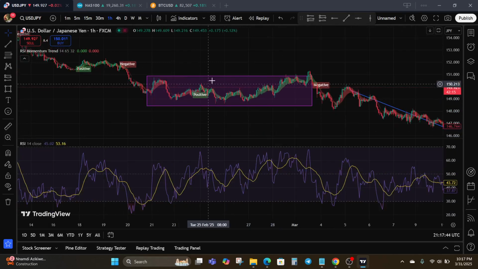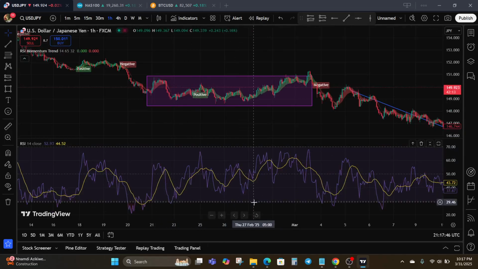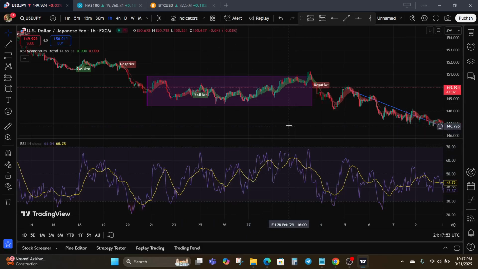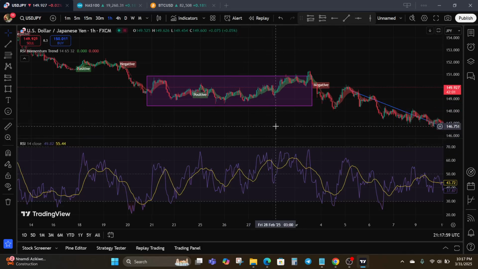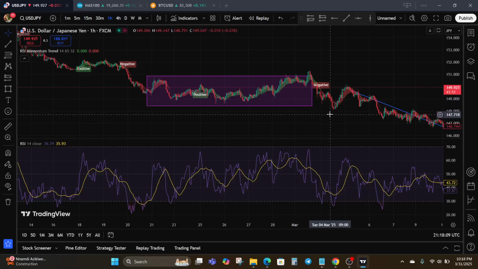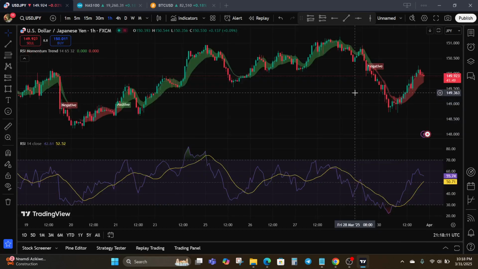You can see this was a sideways market, right? You can see how the RSI was just moving up and down. So this keeps creating a level of confusion, right? Leading to unclear signals. Okay, and then with respect to trend confirmation, the RSI alone does not confirm whether the market is in a strong trend. So now let us talk about how the RSI momentum trend fixes this.